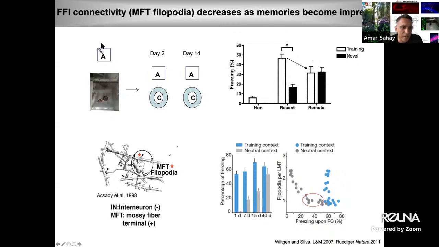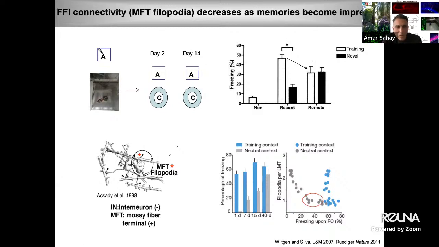So returning to this paradigm where animals are conditioned to a context and then returned to that training context or a neutral context, where you see this generalization of fear in the neutral context at the remote time point, what Sarah Rudiger and colleagues found was two things. When animals perform a hippocampal dependent task, you get an increase in granule cell parvalbumin inhibitory neuron connectivity through these mossy fiber terminal filopodia. But two, as the memory generalizes over time, you see a decrease in mossy fiber terminal filopodial connectivity with PV cells.